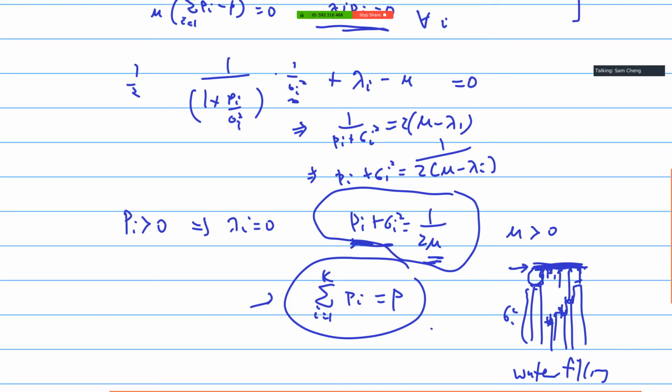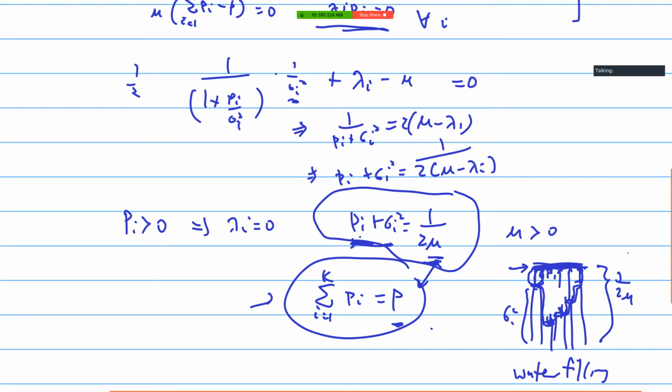So the mu is always given there? Actually, not completely, because the mu is related to this total power P here. How? Because the mu, like you say, this added together is equal to 1 over 2 mu. And what is the power? The power is the total water area here, right? So if you have more power, then your 1 over 2 mu will be bigger. Yeah, that's right.